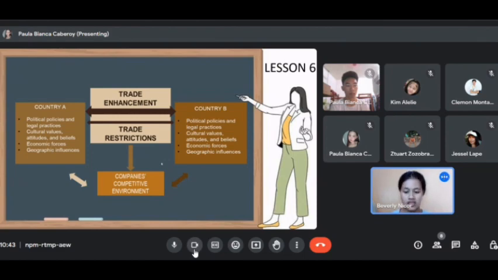Physical factors such as geography, climate, and resource availability can also play a role in trade protectionism. A country with abundant natural resources may be more inclined to protect their domestic industries that rely on those resources, while a country with limited resources may be more open to trade in order to access the goods and services they need.